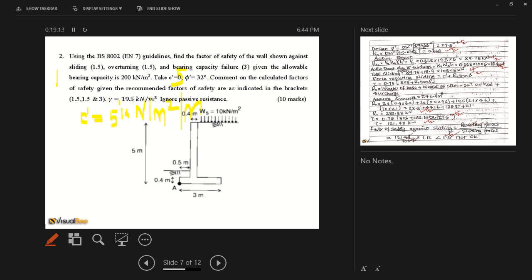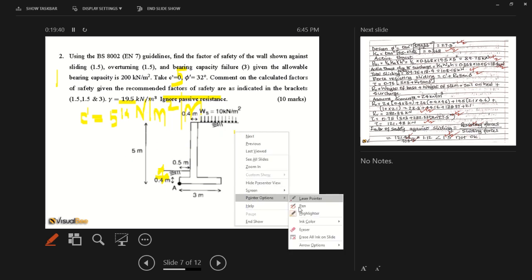Given this is 19.5, ignore passive resistance. One hint: because this height is not given, and you need that height to calculate passive resistance, if it's not given, ignore it. Of course, if you're told to include it, you have no choice but to include it. But now you can ignore it, and this is often what we do, to have a conservative design.